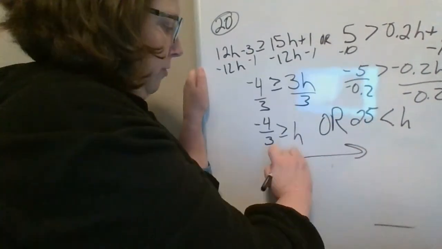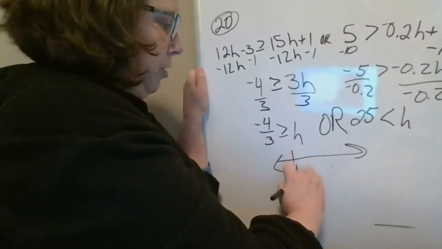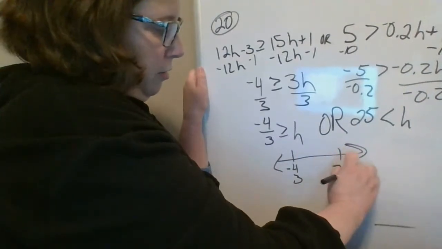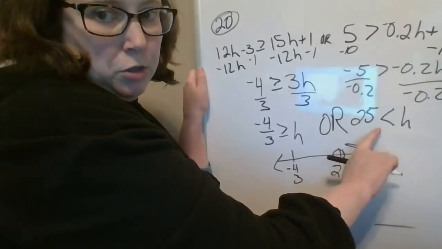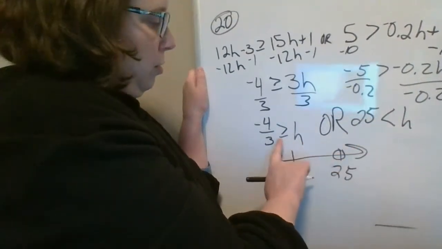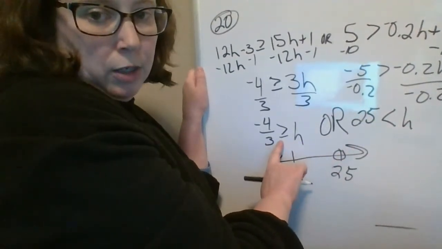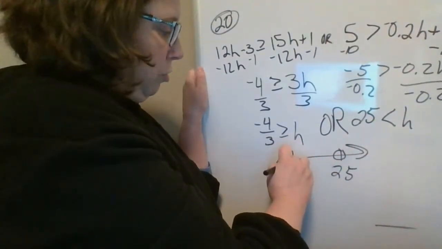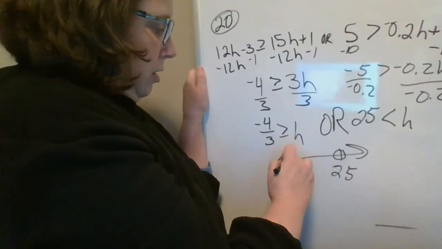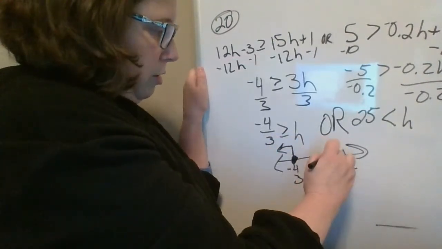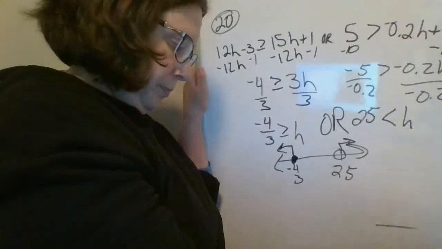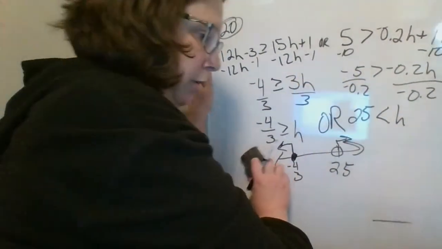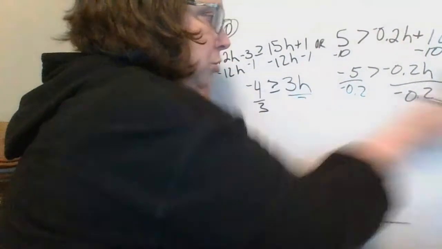So when I graph that, I would have -4/3, 25. I have an open circle with my 25 because there's no or equal to, but with my -4/3, I need a closed circle because I do have the or equal to. And then our arrows go like that. So that would be number 20. And we have one more to do, number 22.